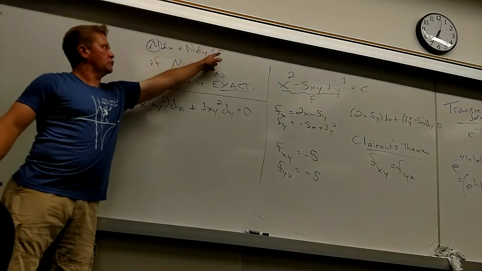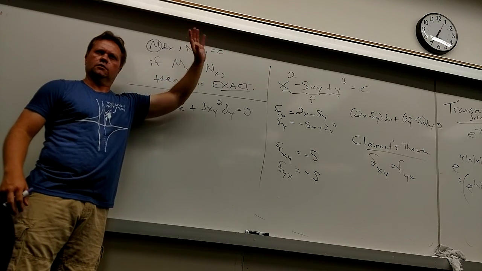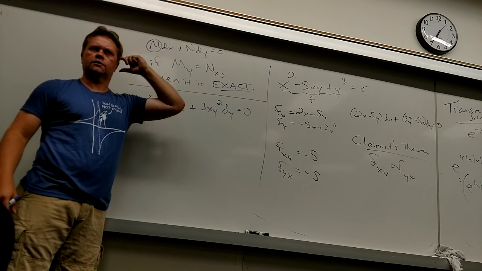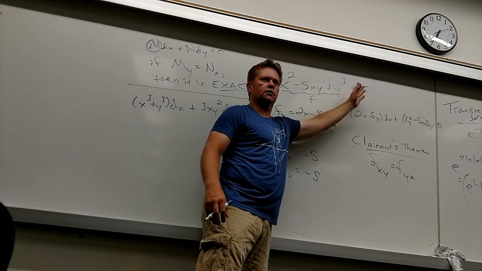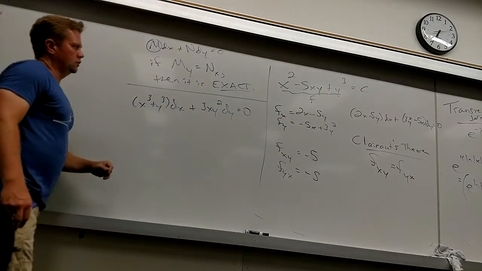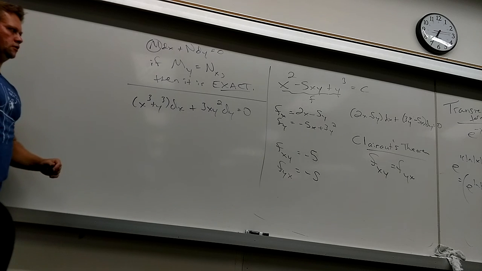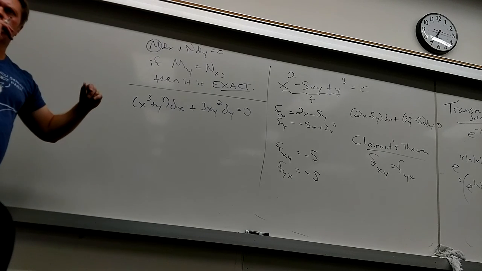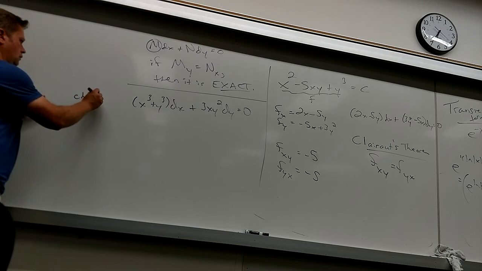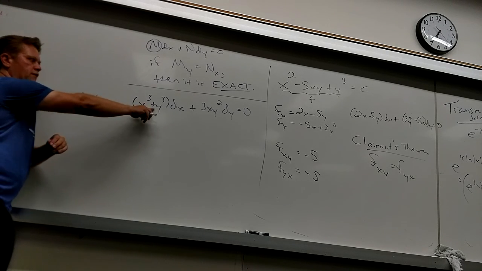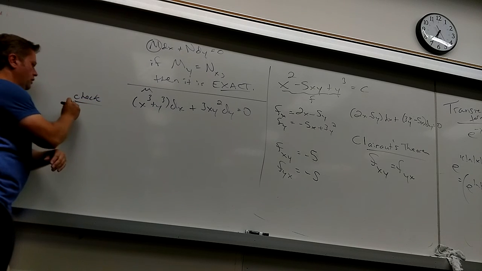Do notice that this requires this to be 0 to work correctly, because it's assuming it came from f equal to a constant. Right? All right, so how do you check to make sure that it's exact? Yeah, what's this partial y of this? This is your M, so what would it be?